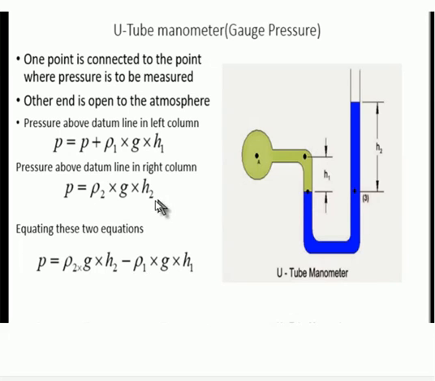Why is it rho 2 and rho 1? Because the two fluids we are using are different, so their densities are different. Here it is h1 and this is h2, and g, the acceleration due to gravity, is the same on both sides. Or you can write P equal to g into rho 2 h2 minus rho 1 h1. This is about the U-tube manometer to find the gauge pressure.